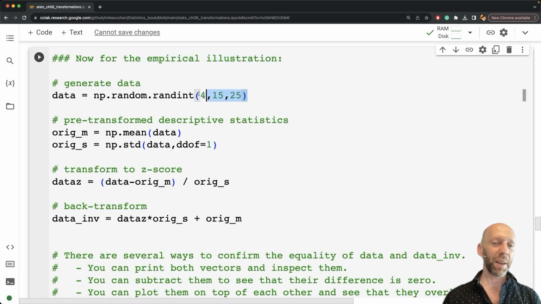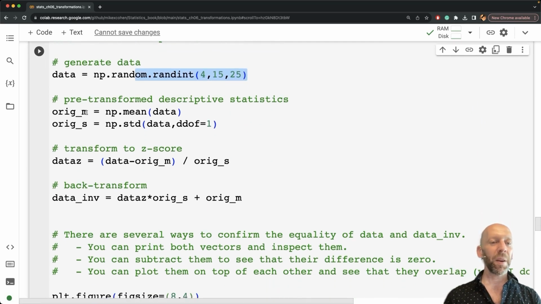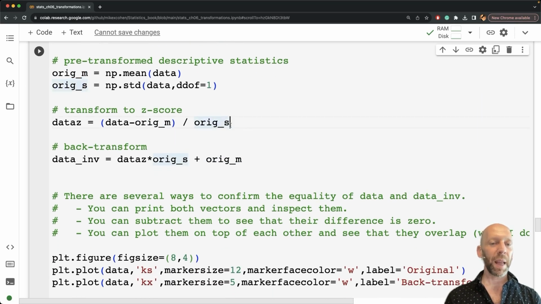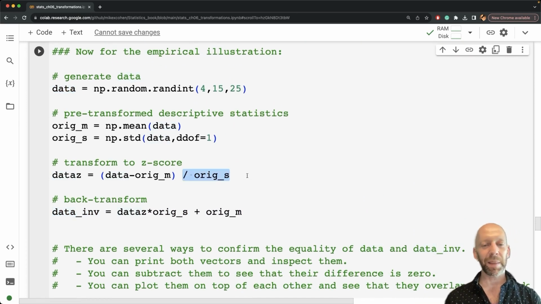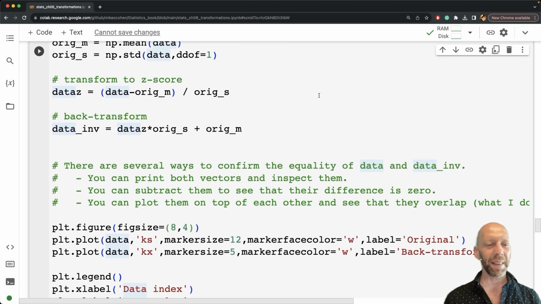So here I generate 25 random integers. Here I take the original mean and the original standard deviation, transform the data to z-score, and then back transform the data. Okay, so now data in and data should be identical. We're doing some mathy stuff here, so it is possible that there will be some really, really tiny differences between data in and data just because of precision errors and so on, but they should be more or less identical.